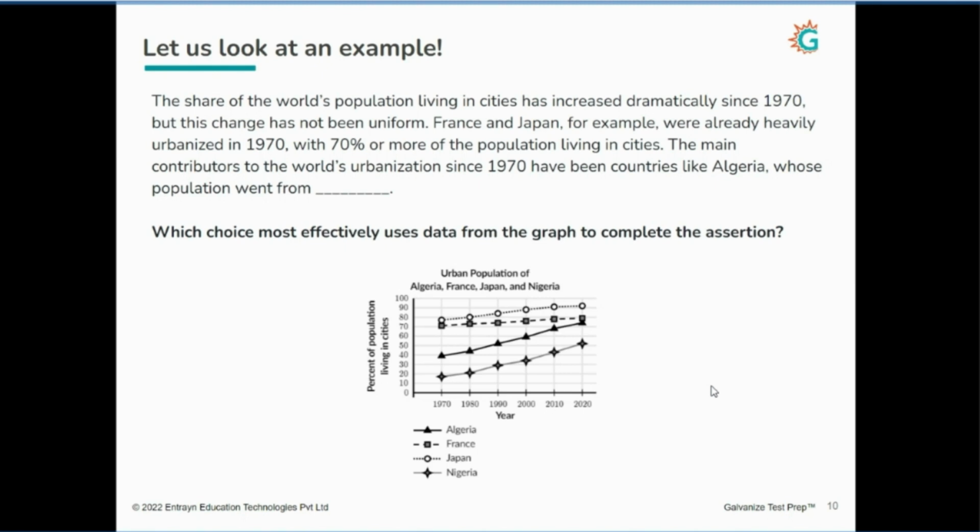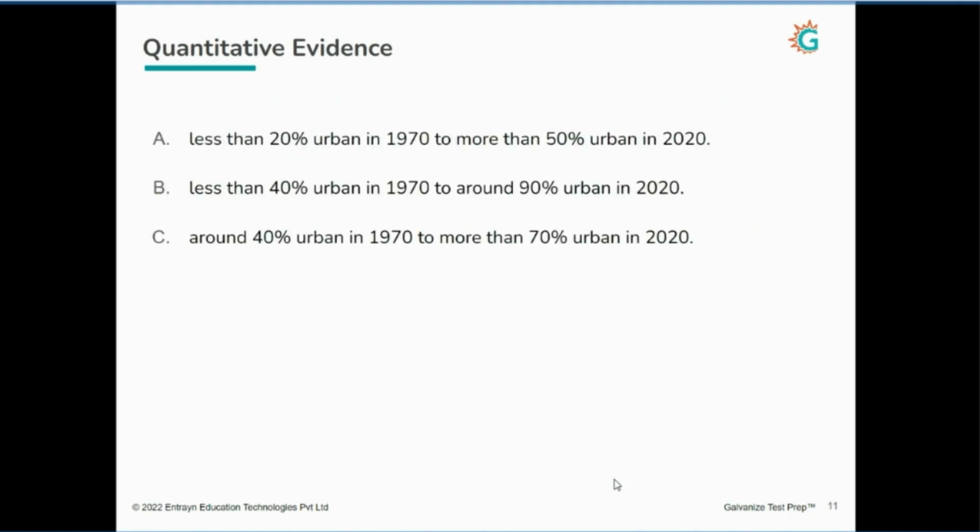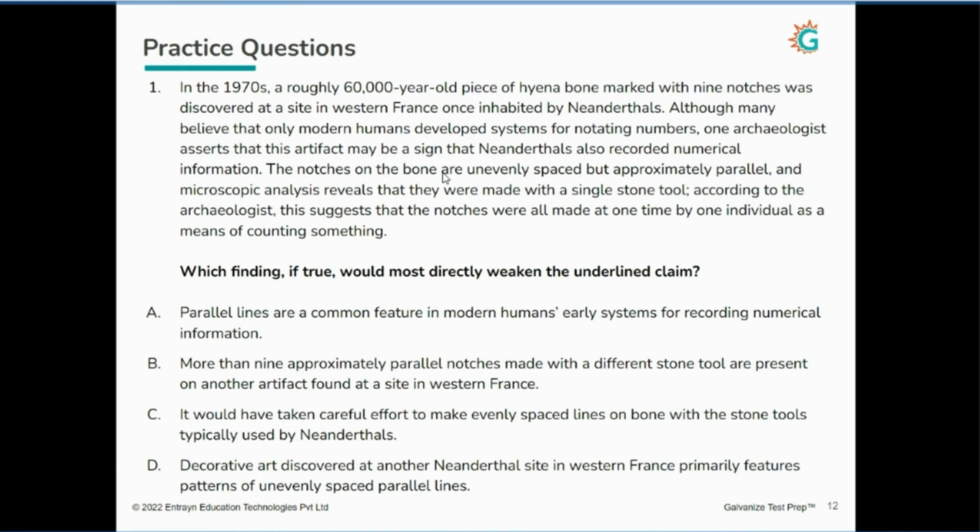Algeria's graph. So you need to pick this and look at the change, right? So you just have to show the numbers, right? It's close to 40 and just above 70. Here it's quite straightforward. 40 in 1970, more than 70% in 2020. So in this case, the question is pretty straightforward. The other options do not seem that confusing. It can be this simple, or there can be more complex questions.